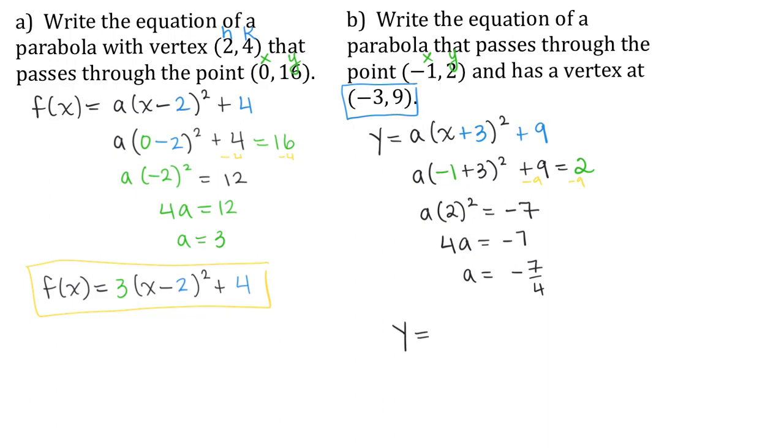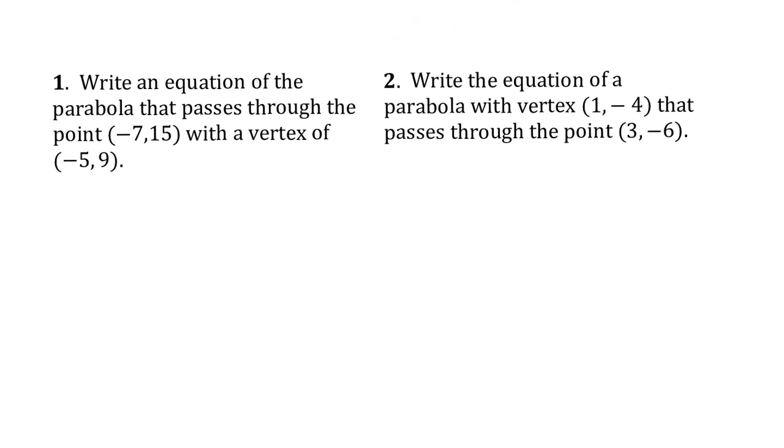Okay, so let me write the equation out. Y equals a, and then I had x plus 3, and then plus 9. And this is my particular equation. I have the vertex, I have the a value, and I'm good. Okay, try the next two using the same method we just did.